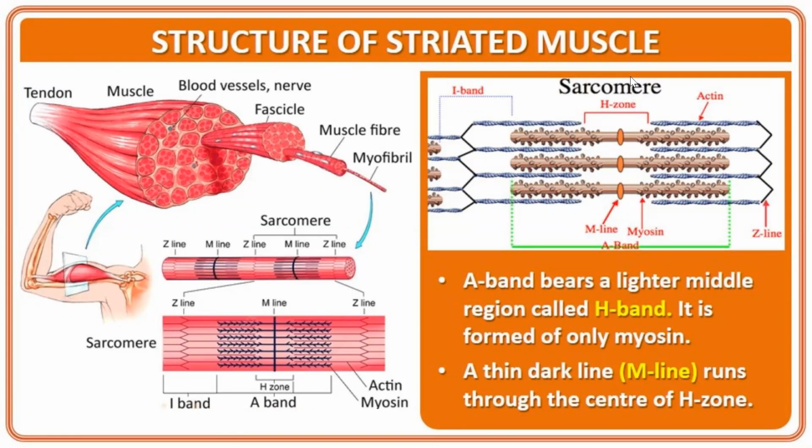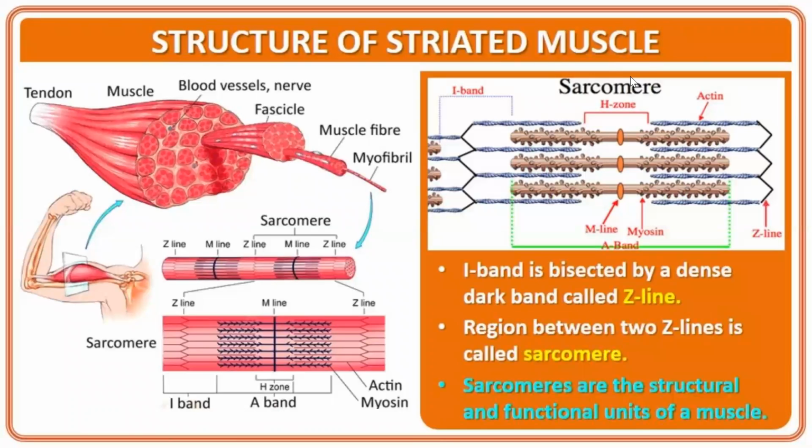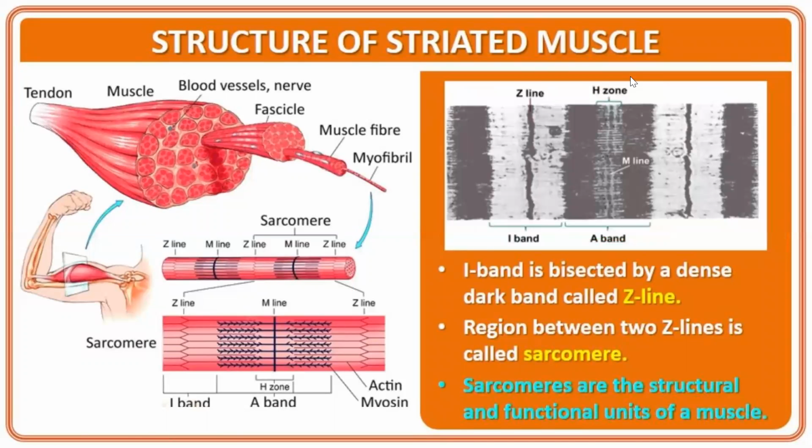A thin dark line which is M line runs through the center of H zone. I band is bisected by a dense dark band called the Z line. Region between two Z lines is known as sarcomere. Sarcomeres are the structural and functional unit of muscles.